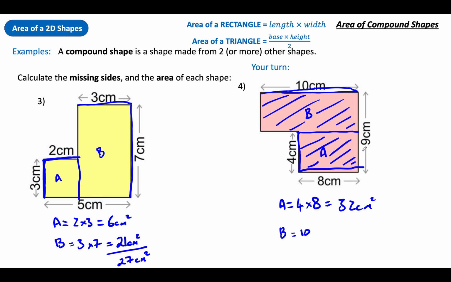Now again, we said we can't use 9 because that's B and A together. I just want to know how long this length is here. Now the whole height is 9, and the height of A is 4. So whatever's left over must be the height of B, and it's 5, because 5 and 4 makes 9. Now 10 times by 5 is 50. 50 and 32 makes 82 centimeters squared.